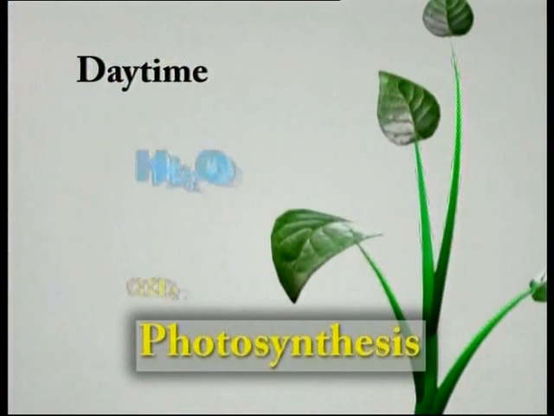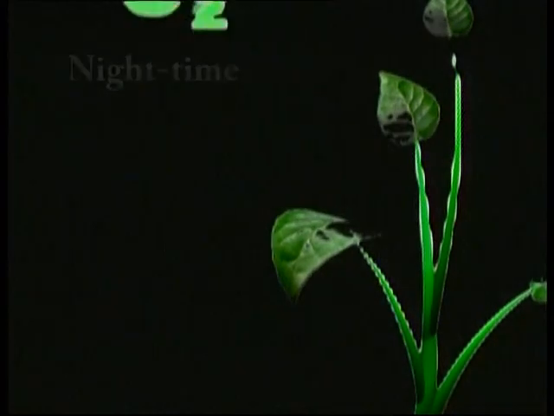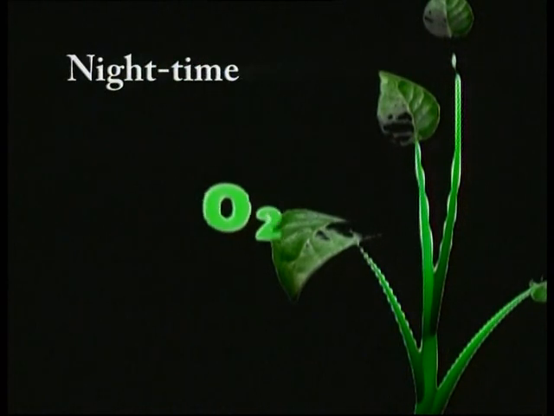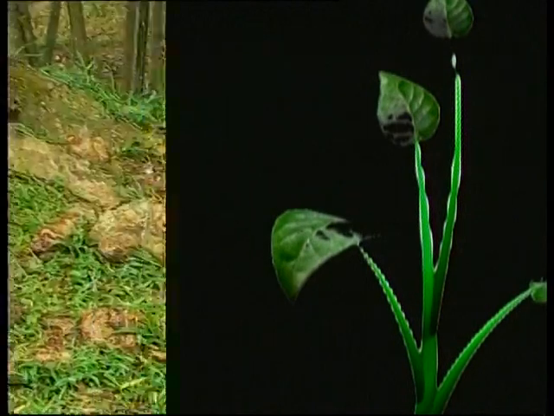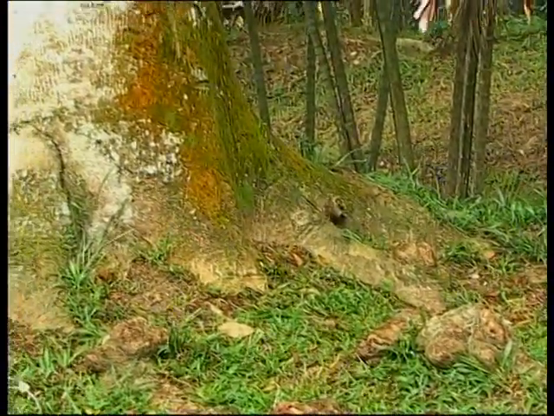Oxygen produced during photosynthesis diffuses from the leaves into the air. Only a small quantity of oxygen is used for respiration. Water in the plant is largely obtained from the soil.